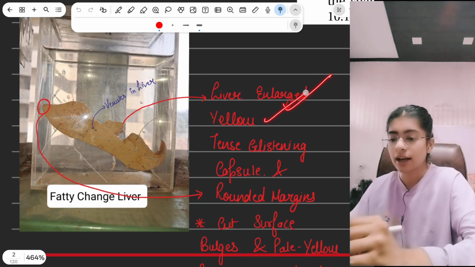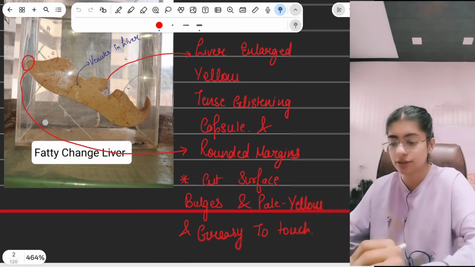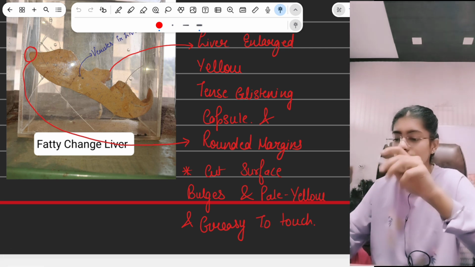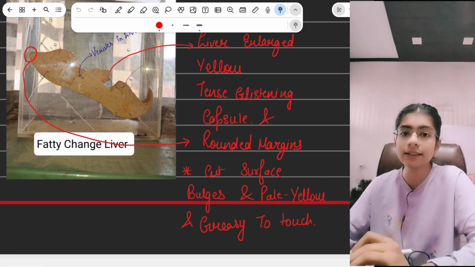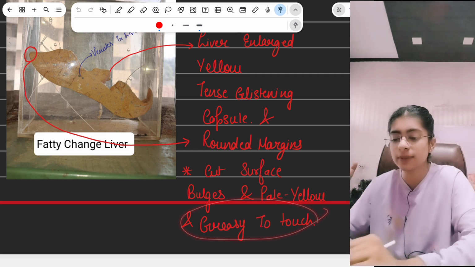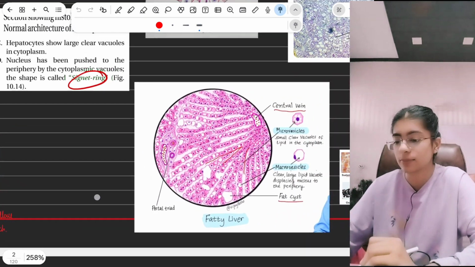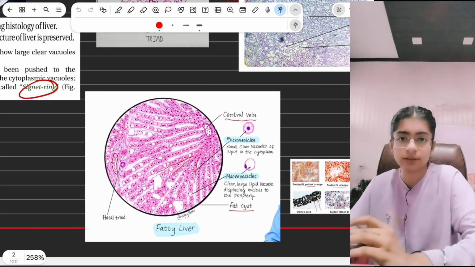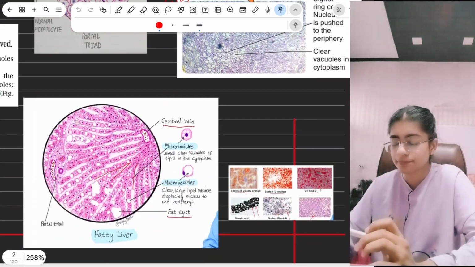Here the liver is enlarged, yellow, with a dense glistening capsule and rounded margins, and the cut surfaces are rounded and bulging. Also it is pale yellow and greasy to touch. We don't have to say greasy to touch in the Viva because we are not actually touching the specimen. Here I have taken it from some online platform, but you can also refer to it.